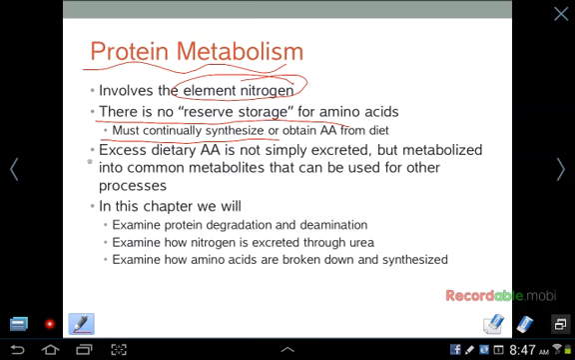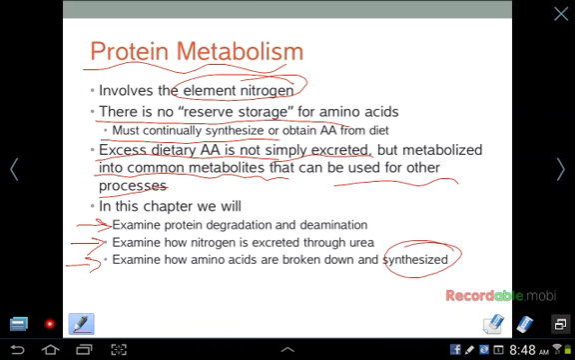All right, excess dietary amino acids are not simply excreted, but metabolized into common metabolites that can be used for other processes. So in this chapter, we will examine protein degradation and deamination. We will examine how nitrogen is excreted through urea. And then we will also examine how amino acids are broken down. And in the next lecture, we will talk about how these amino acids are synthesized.